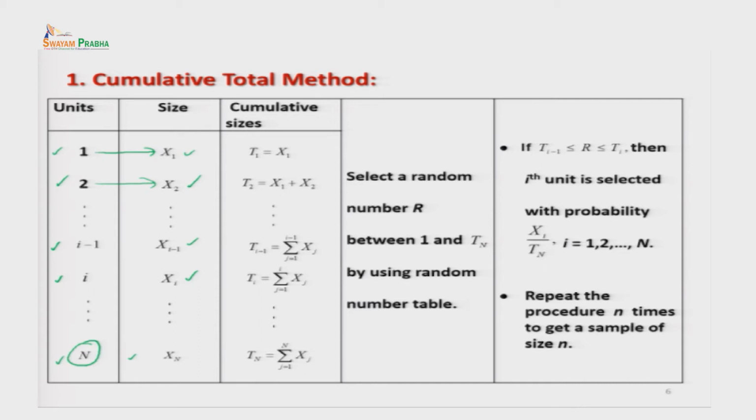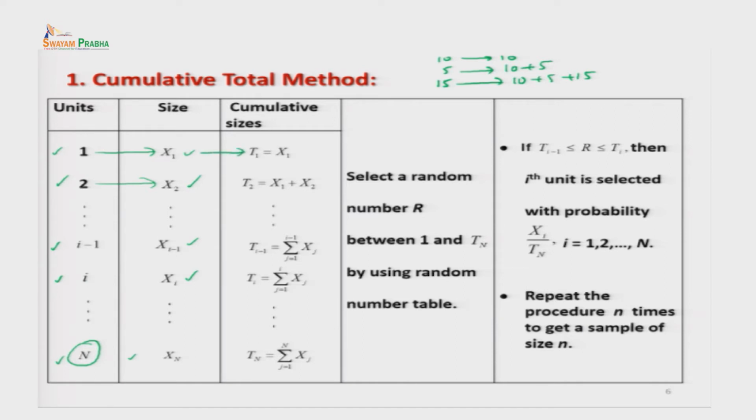Now, corresponding to these sizes, we can find out their cumulative totals. Right. What do we really mean by cumulative totals? Suppose I have some numbers 10, 5, say 15. Then the first total will be 10, the second total will be the sum of the first two, 10 plus 5, and the third cumulative total will be the sum of all the numbers preceding it, so that will become 10 plus 5 plus 15.